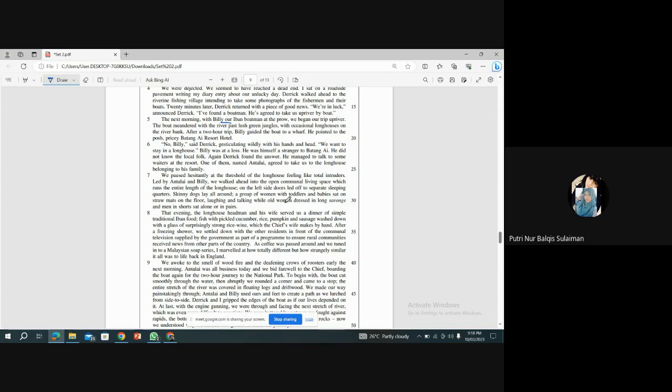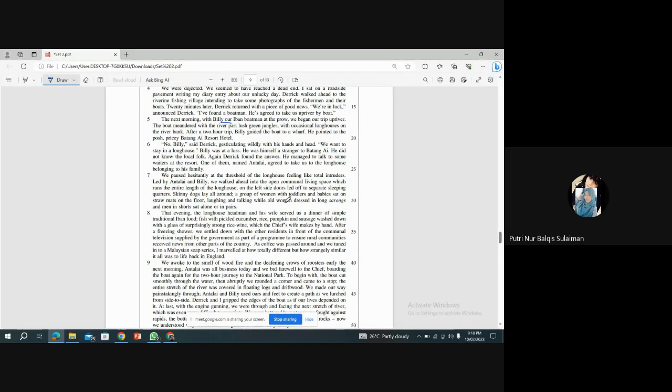He pointed to the posh, pricey Batang Ai Resort Hotel. "No, Billy," said Derek, gesticulating wildly with his hands and head. "We want to stay in a longhouse." Billy was at a loss. He was himself a stranger to Batang Ai.